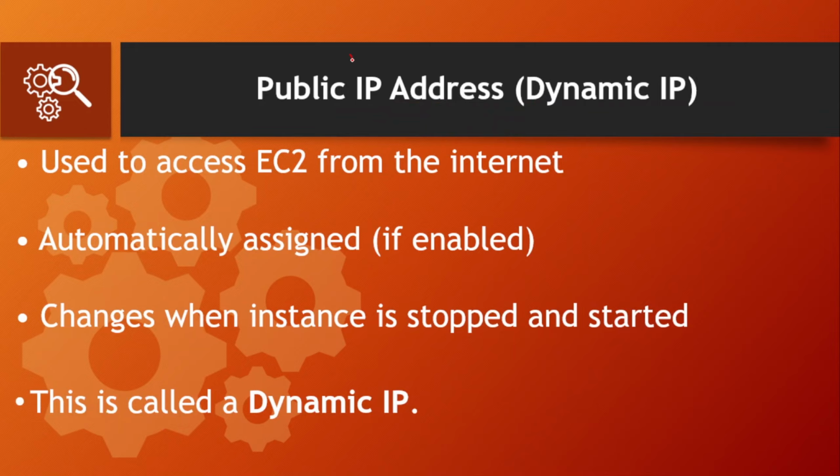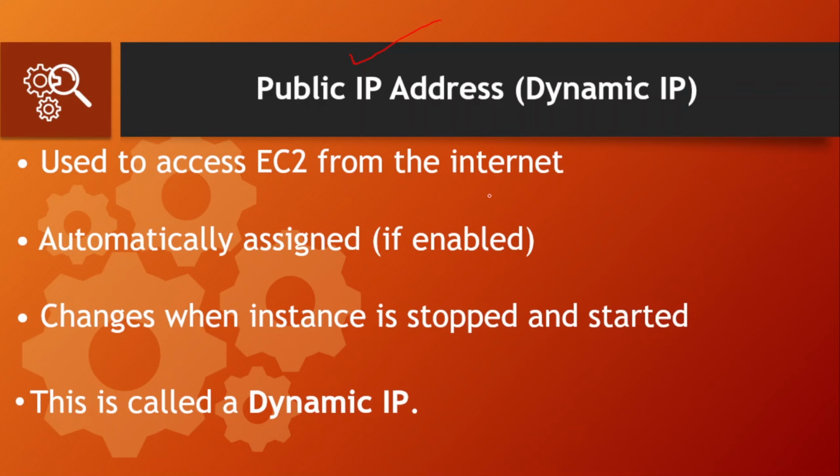Now let's talk about public IP address. This is the IP address that allows your EC2 instance to be accessed from the internet. For example, connecting using SSH, hosting a website, accessing APIs. This IP is automatically assigned if enabled in your subnet setting.